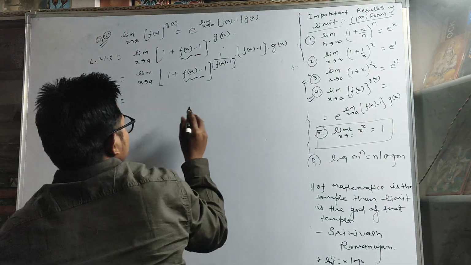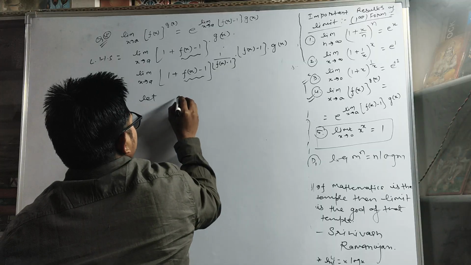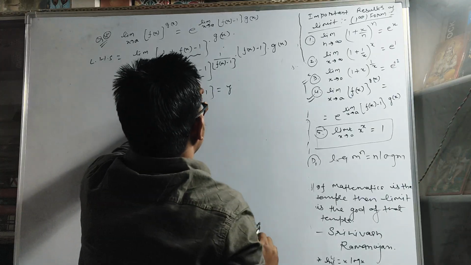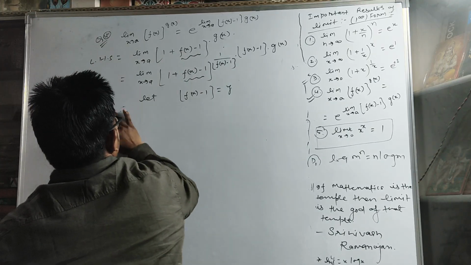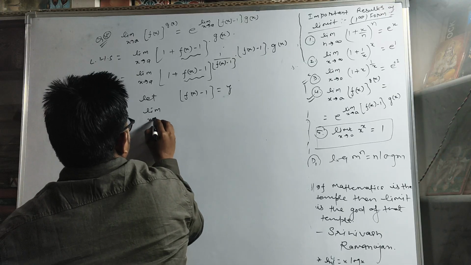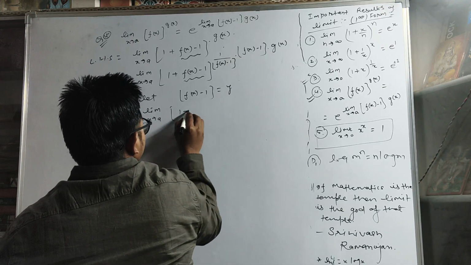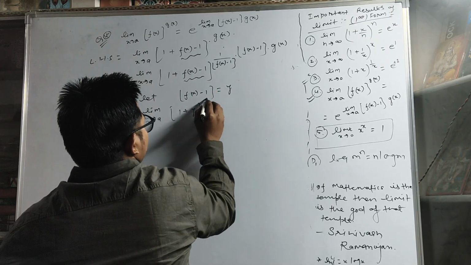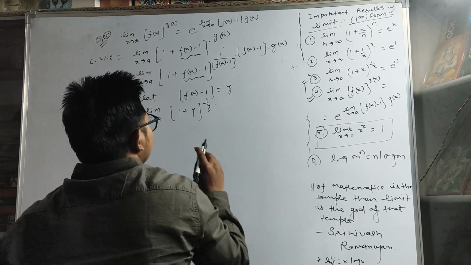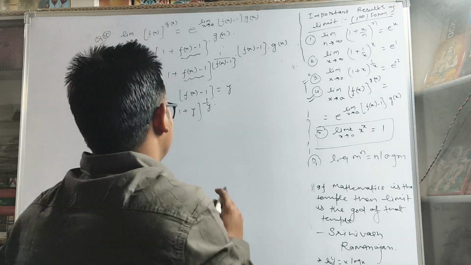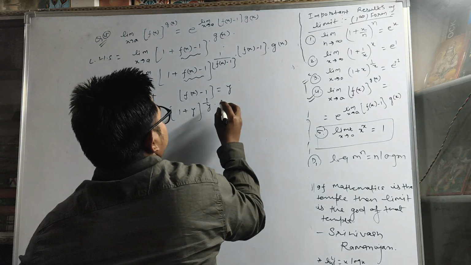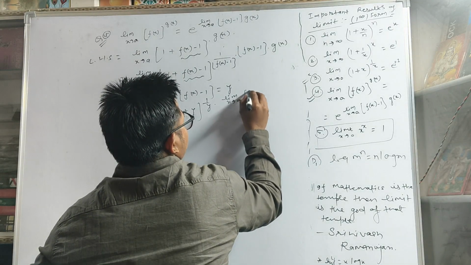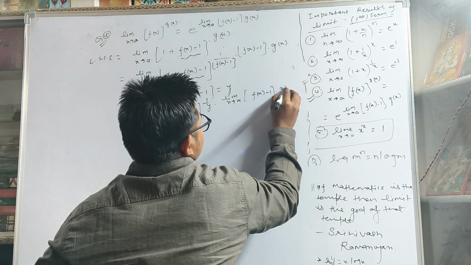Now assume that f(x) minus 1 equals y. Then the above limit will transform to limit x tending to a of (1 plus y), at the place of f(x) minus 1 we write y, to the power 1 upon y, into, we can distribute the limit with the property of limit, so we can write simply limit x tending to a of (f(x) minus 1) into g(x).